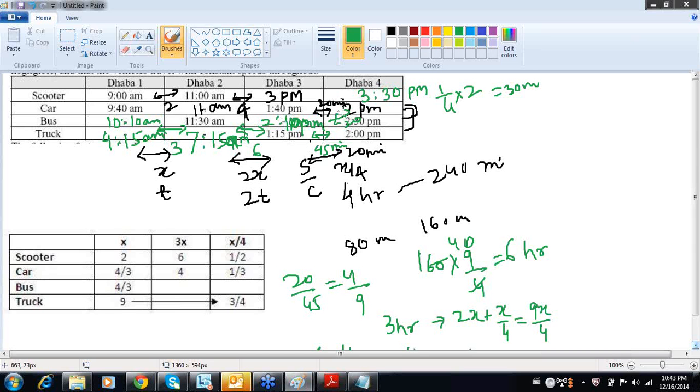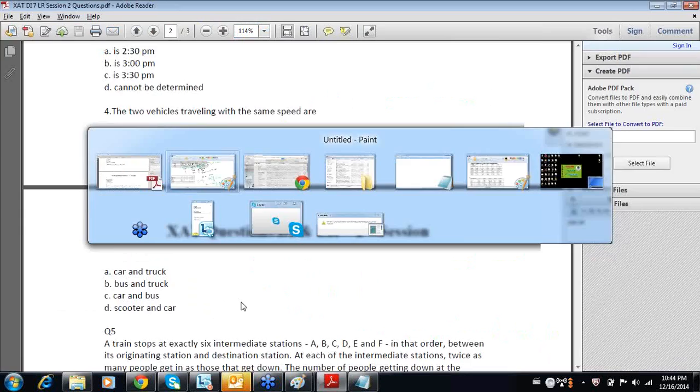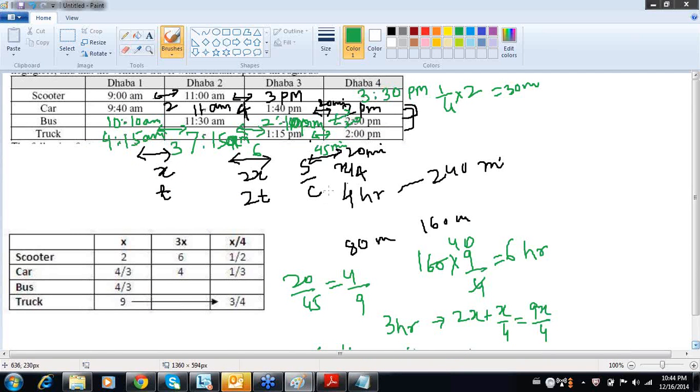So that means the speed of car and bus are the same. Car and bus, the speed is same. So car and bus, option C, we will go ahead and mark option C.